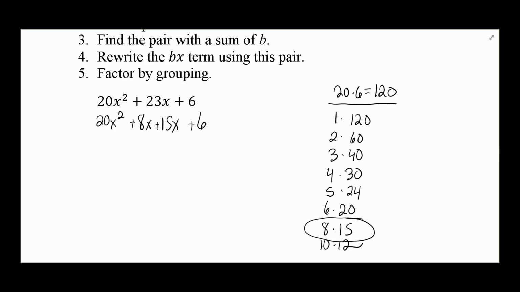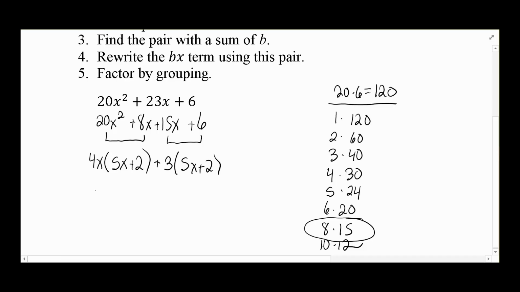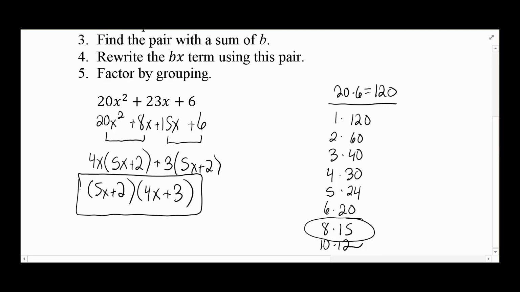And now that we have four terms, we can factor by grouping the first two and the last two together. From the first two, we can pull out a 4x. That leaves us 5x plus 2. From the second group, we can pull out a 3. That also leaves us 5x plus 2. And now we can pull the 5x plus 2 out, leaving a 4x from the first term and a 3 from the second term. And that's how we can use AC grouping to factor a trinomial.